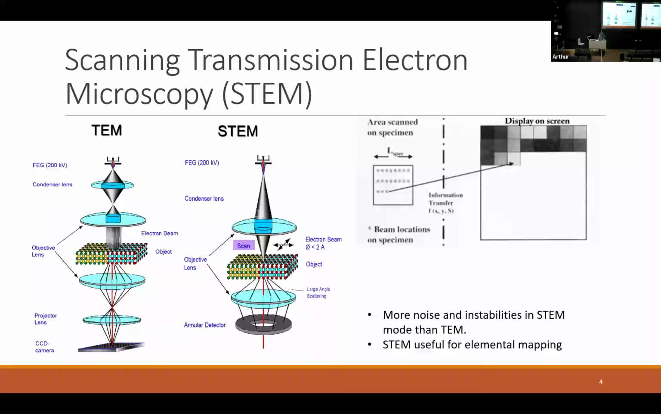So TEM is a little bit easier to use and a little bit more forgiving, but scanning TEM, or STEM, is really helpful, especially if we want to do analytical work, because we're able to get information from different positions within the sample. Whereas in TEM, you would just get one agglomerate spectrum from that.